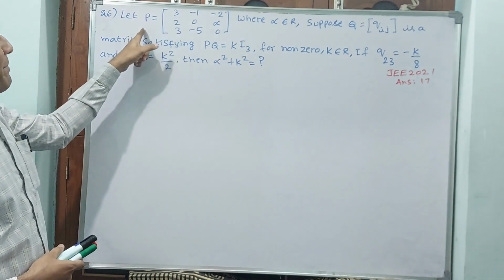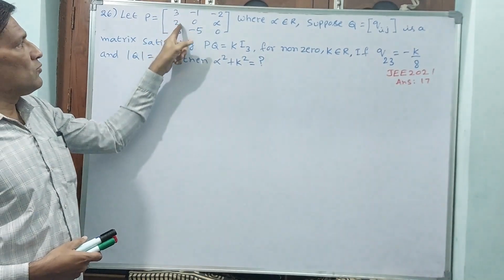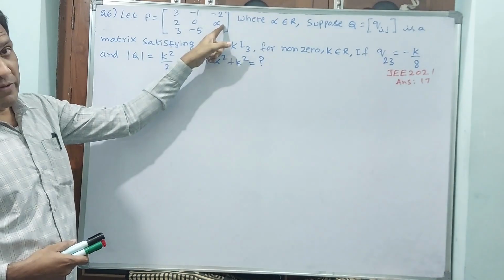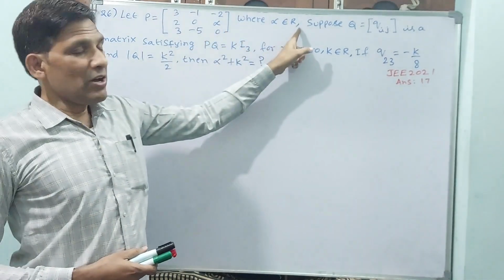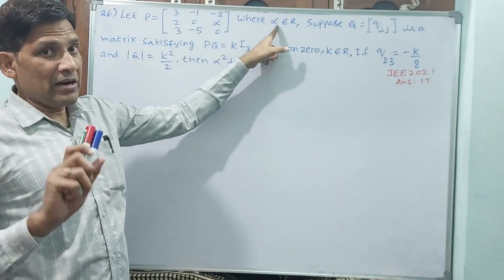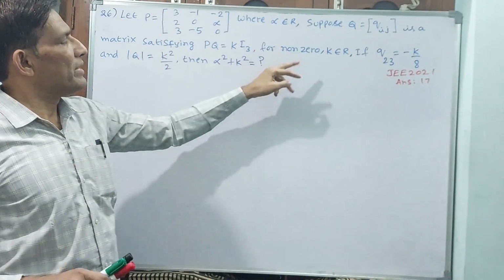First, let P be a 3 by 3 matrix: 3, 2, 3; minus 1, 0, minus 5; minus 2, alpha, 0. Here alpha, we don't know the value, where alpha belongs to real numbers. But this may also be equal to 0. They are not clear, keep that in your mind.